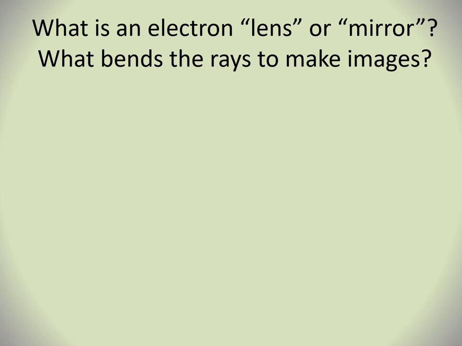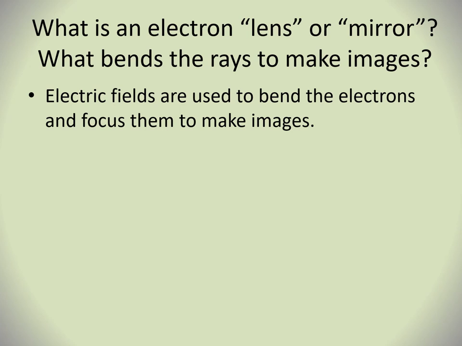Well, that brings up the question. We make light images with lenses and mirrors. How do you make an electron lens? You'd have to bend the rays of electrons from an electron gun somehow to make these images. That's done with electric fields. Electric fields are used, and sometimes magnetic fields are used, to bend the electrons and focus them to make images. And in that sense, it's just like light.